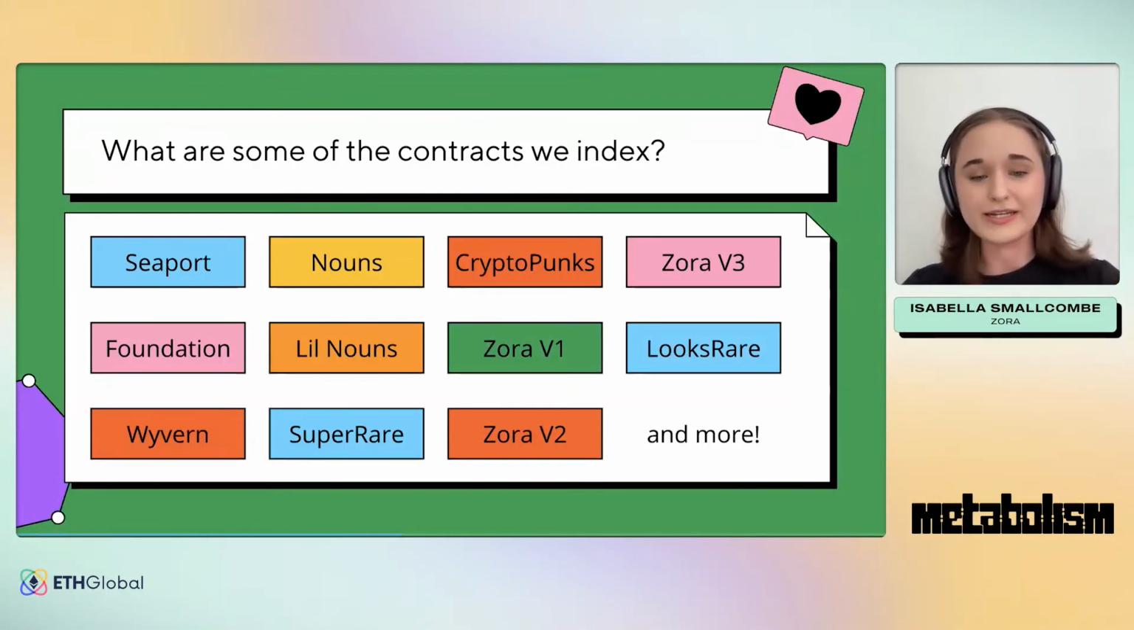So what are some of the contracts we index? We index a lot of contracts, and this is always changing as well. And if there are contracts that we're not currently supporting that you want to see supported, DM me, DM anyone on Zora backend, and we'll try and get it in.